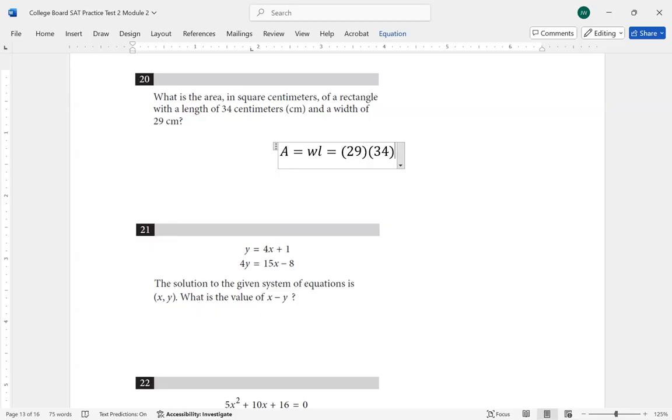So whether you take 29 times 34 or 34 times 29, either way, you end up with 986, and this would be in square centimeters. So 986 is the correct answer. 986 square centimeters is the area of the given rectangle.